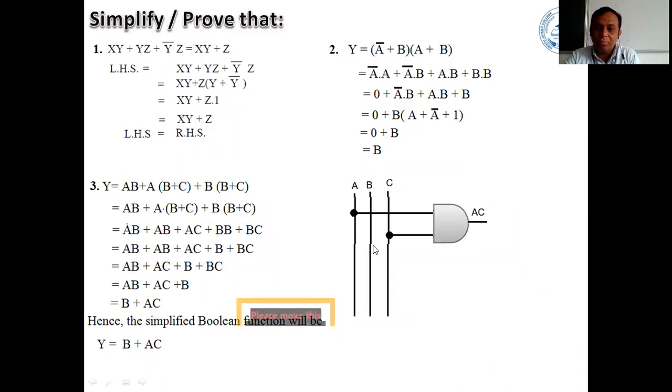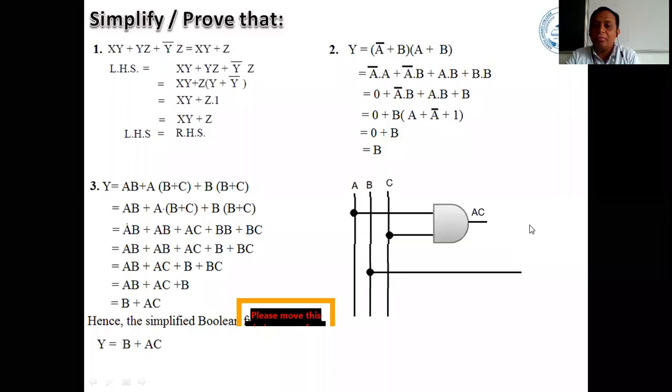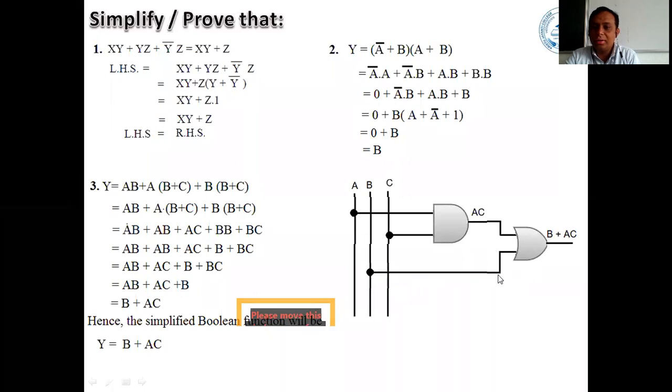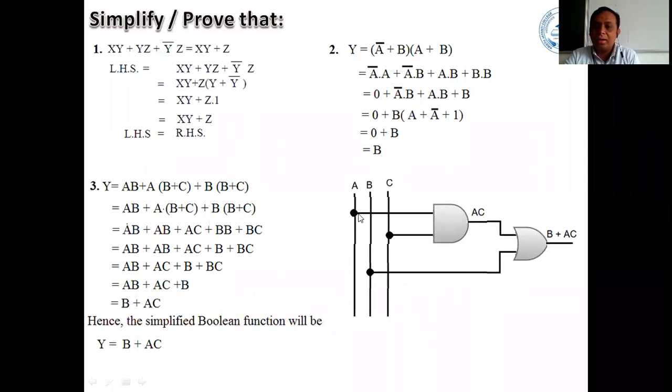Now I want B, and B and this output should be ORed together. So next is B ORed with AC. AC is already there. I'll take one input from here and another input, and these two are connected with an OR gate. The input coming at this point is B, and the inputs here are A and C. Since we have an AND gate, you will get AC. Since it is an OR gate, you will get B plus AC.